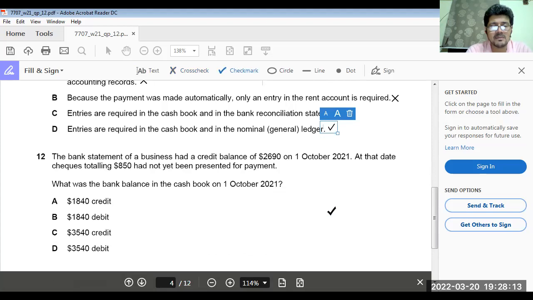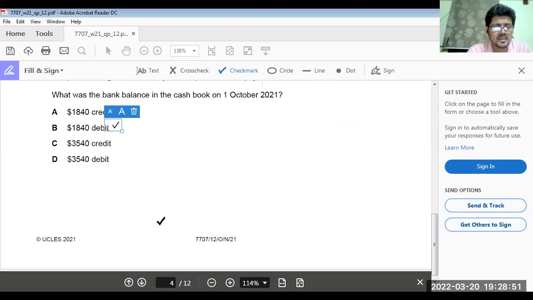The bank statement had a credit balance of 2,690. Okay. And checks totaling 850 had not been presented, unpresented checks. The balance as per the bank statement is given, so unpresented checks are going to be deducted. Are you getting my point here? So the answer would be 2,690 minus 850, the answer is 1840. This is the answer. Okay.